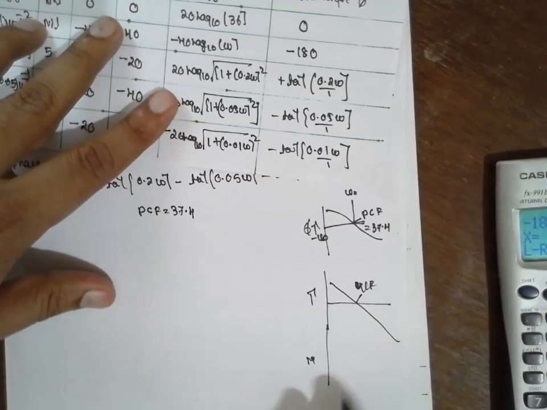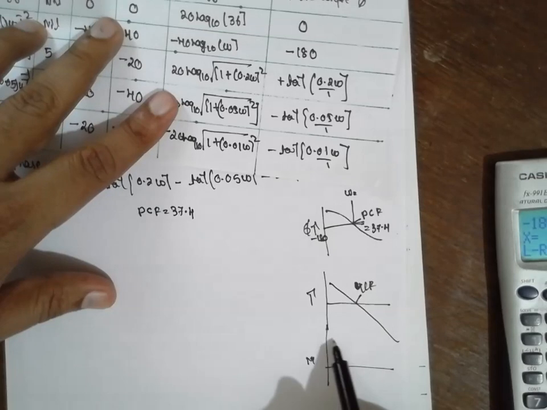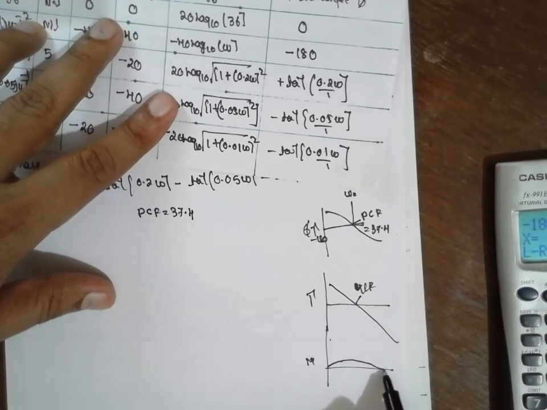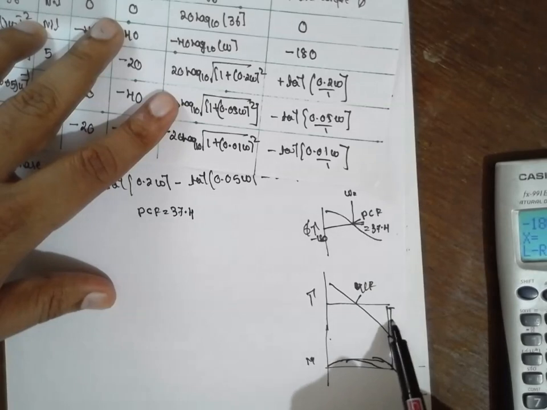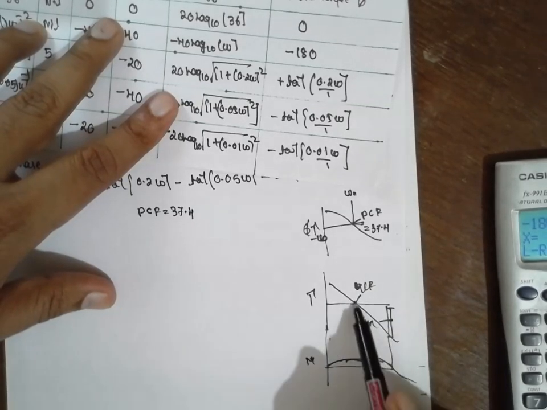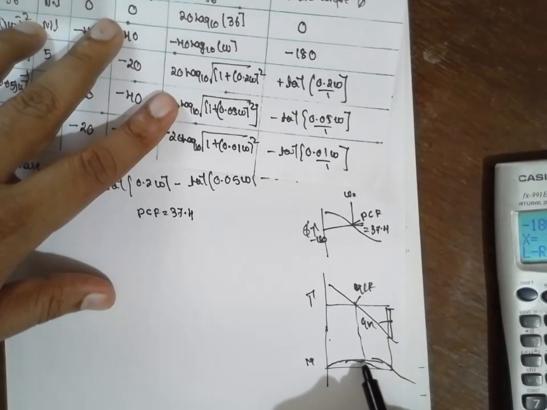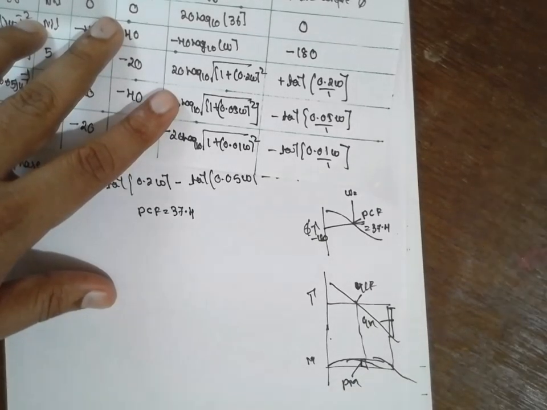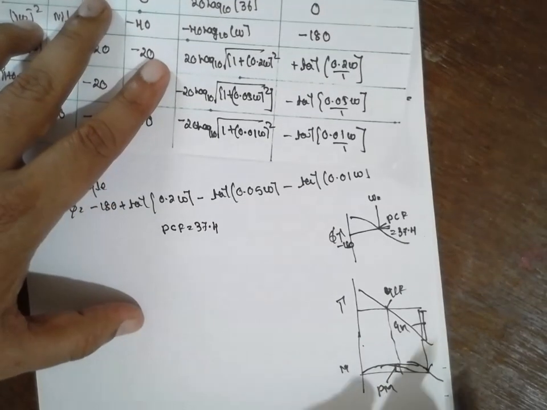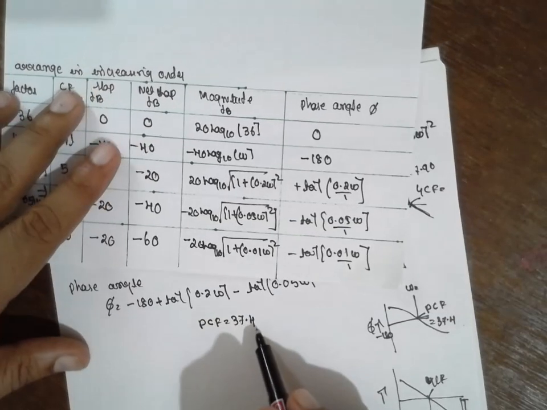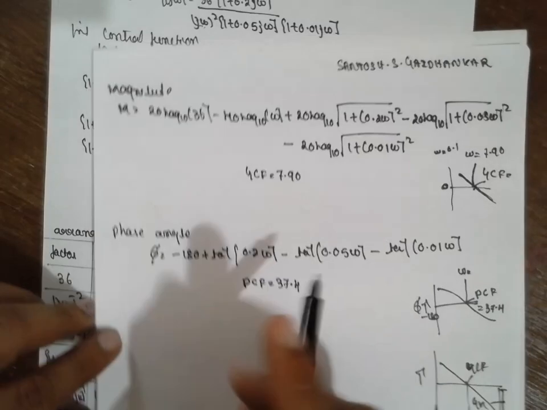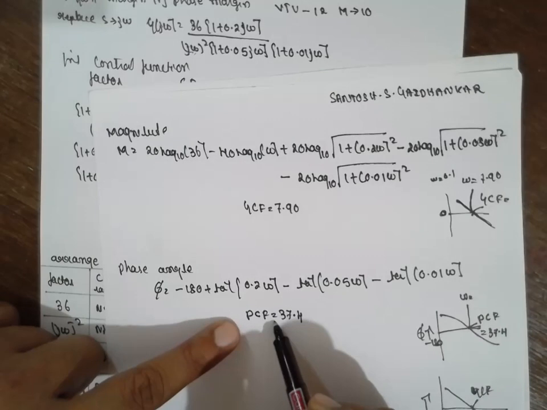GCF is nothing but, and one more M value is nothing but, it appears in this way. If you extend this part, this is your GM part. If you extend this part, this is your PM part. Now we got this value. PCF we got it, GCF we got it.